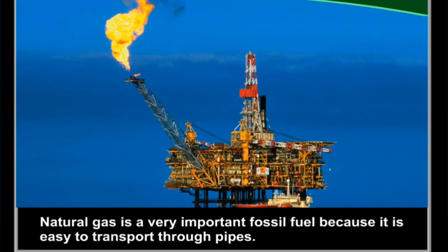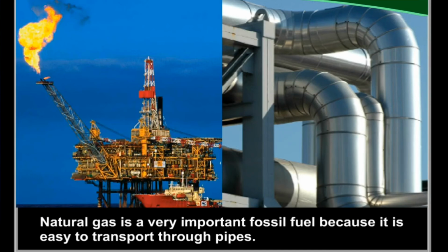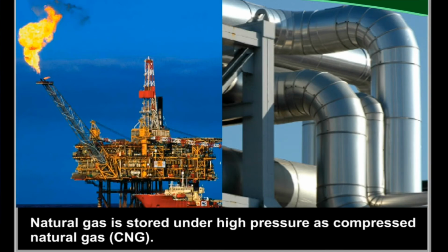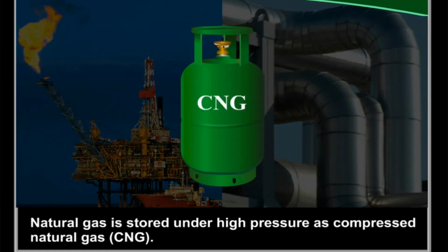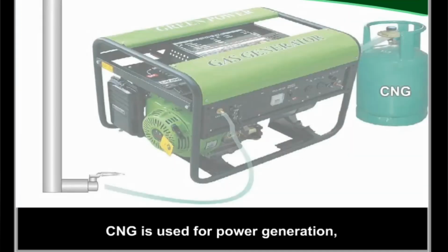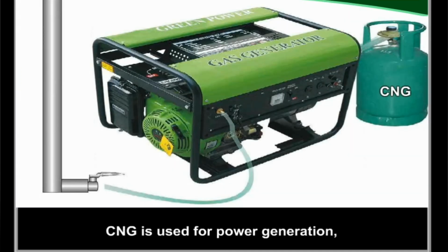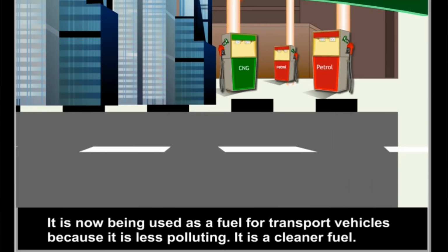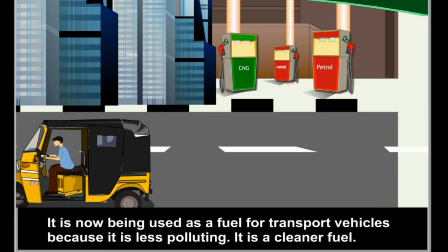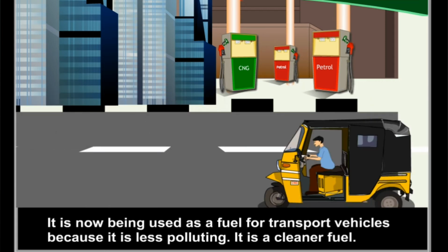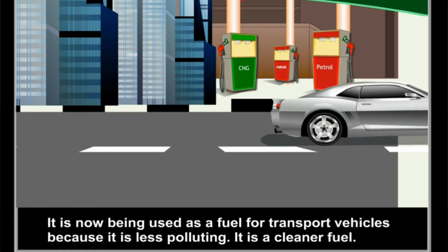Natural gas is a very important fossil fuel because it is easy to transport through pipes. Natural gas is stored under high pressure as compressed natural gas, that is CNG. Now CNG is used for power generation. It is now being used as a fuel for transport vehicles because it is less polluting. It is a cleaner fuel.